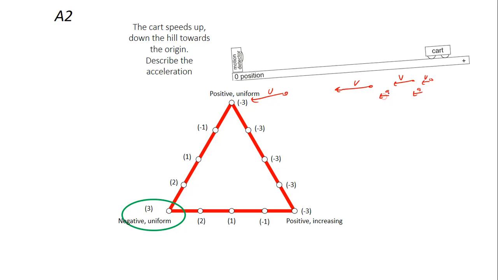Acceleration is definitely this way. You can see the positive direction is away from the origin in this direction. My acceleration is going in this direction. So my acceleration is negative. Negative, that's how you write it, the negative and then the positive-negative sign. And it's also the same size every time because we've done this experiment already. So it's the same size, it's uniform. So it's negative and uniform.